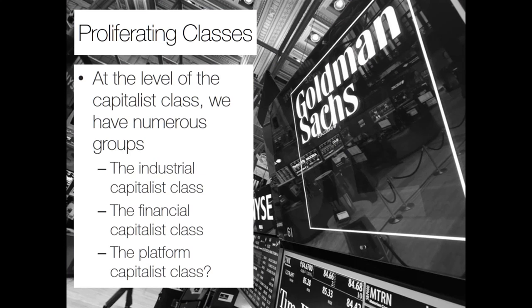At the level of the capitalist class, we also have numerous groups. We have the industrial capitalist class, those who own factories, who own manufacturing units. The financial capital class, those who make their money in financial markets: stockbrokers, hedge fund managers, equity managers. And perhaps, if we jump forward to the digital economy, we might see the emergence of a platform capitalist class.